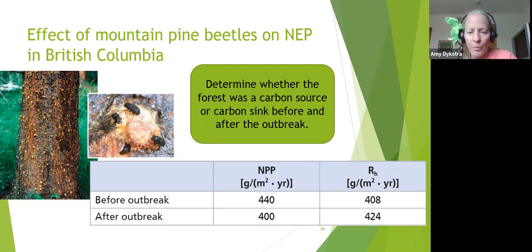But after the outbreak, the net primary production was lower, and also the respiration of the herbivores was higher. And so you take 400 minus 424 and you get a negative 24. So that means that this ecosystem is losing 24 grams per square meter per year of biomass that's being converted by cellular respiration into CO2 and released to the atmosphere.